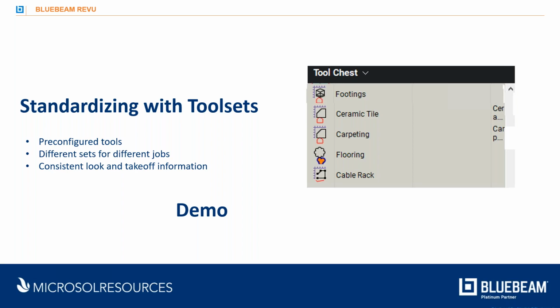These tools then are where you're going to select the markup from when you're going to place it in your file. Again, different sets can be for different jobs. So your tool sets can be assigned to various profiles. They can show up in some profiles, but not in others. I will show you how that looks. And again, you get a consistent look for your takeoff information.